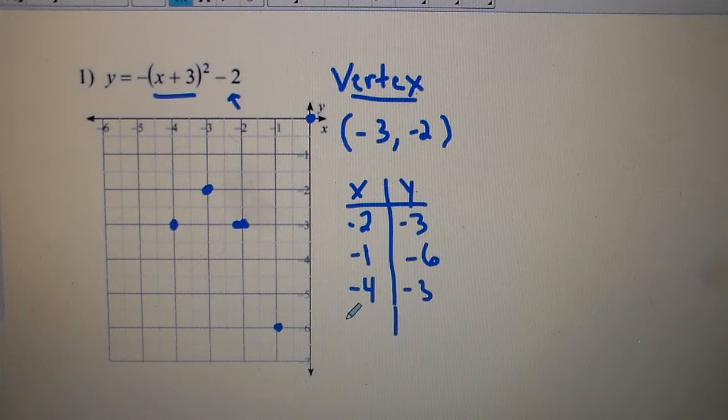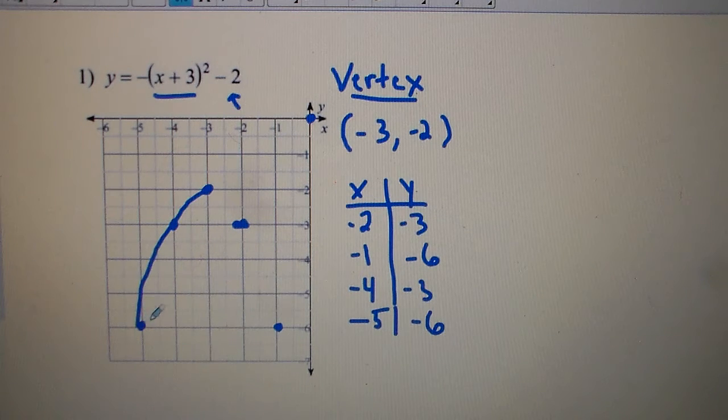Then the last point I'm going to check is going to be negative 5. So I'm just going one more number to the left on the x-axis here. Negative 5 plus 3 gets us negative 2. Negative 2 squared is 4. 4 times negative 1 is negative 4. And negative 4 minus 2 gets us negative 6. You could obviously put these numbers in on a calculator to get the outputs. Your outputs on the calculator are your y. So negative 5, negative 6. Plot a point right there.